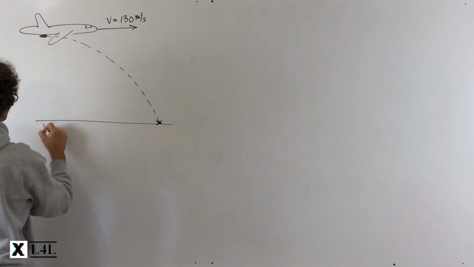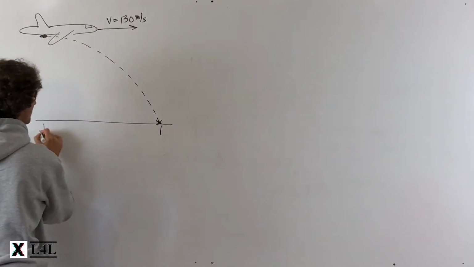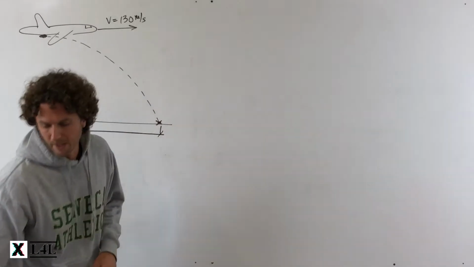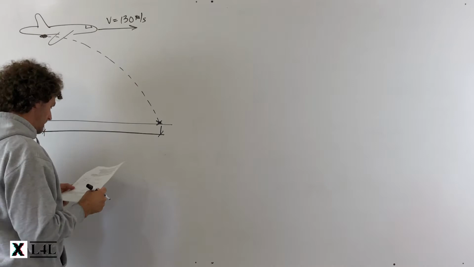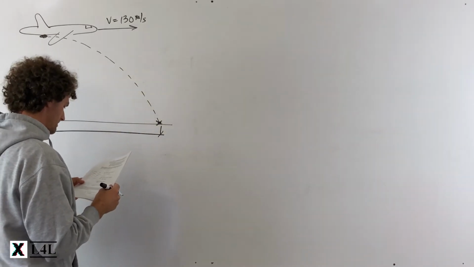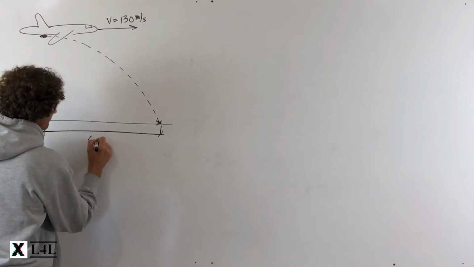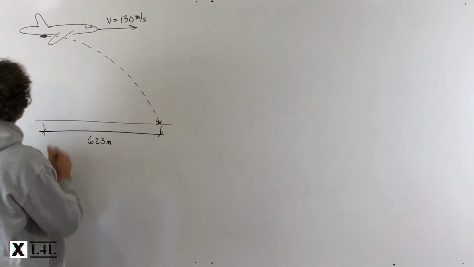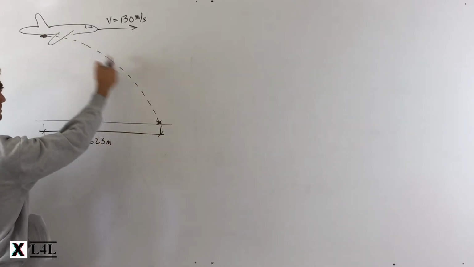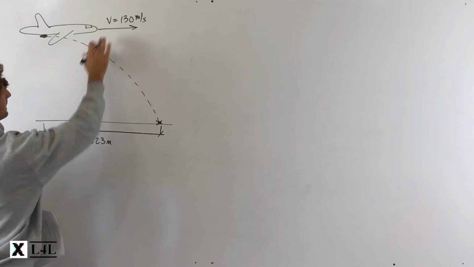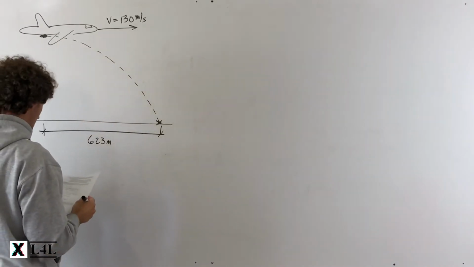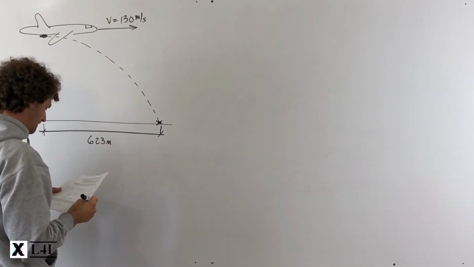know that the displacement in the horizontal, or the range, is 623 meters, right? Yeah, 623 meters from this initial launch point where it gets released and dropped. It's moving with an initial velocity of 130 meters per second.